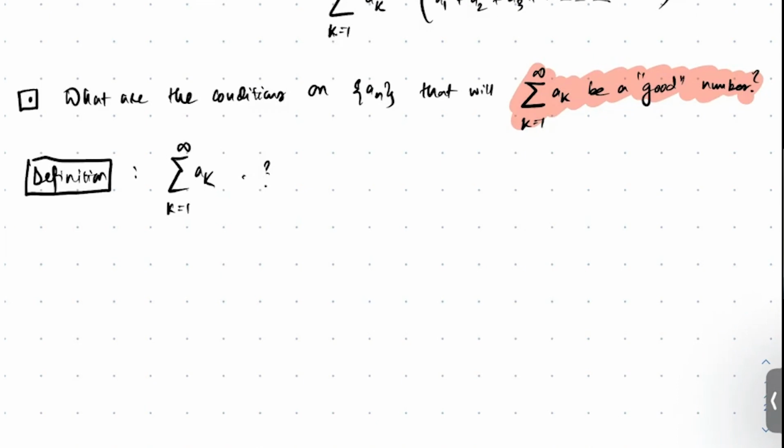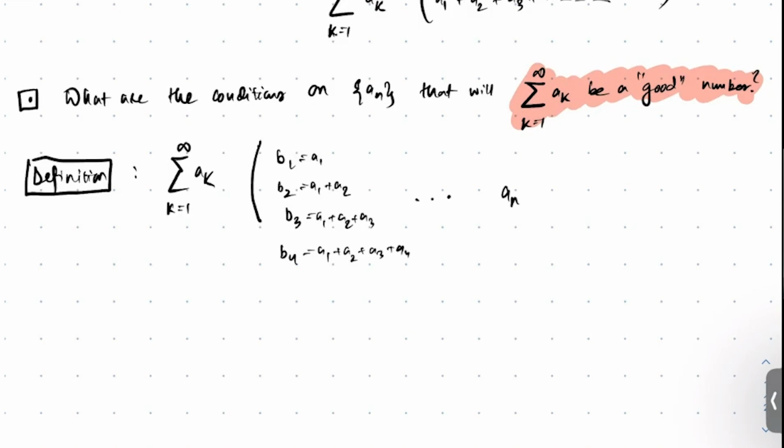That's where the definition of series comes in. So what you do is construct an alternative sequence. You call b1 equal to a1, b2 equal to a1 plus a2, b3 equal to a1 plus a2 plus a3, and b4 equal to a1 plus a2 plus a3 plus a4. You continue like this, and call bn equal to a1 plus a2 plus a3 dot dot dot an.